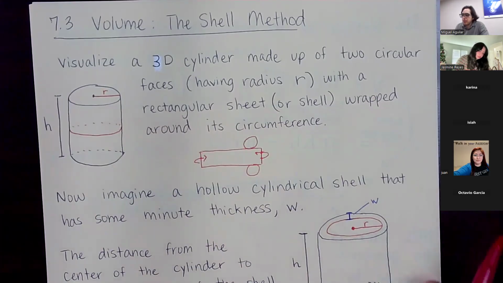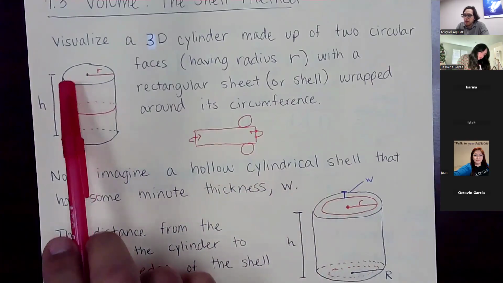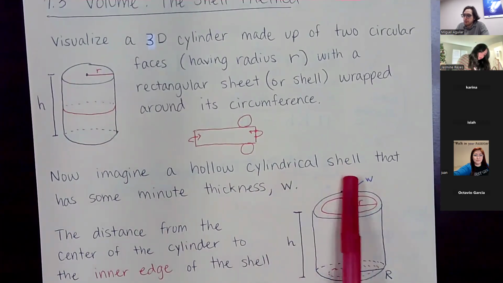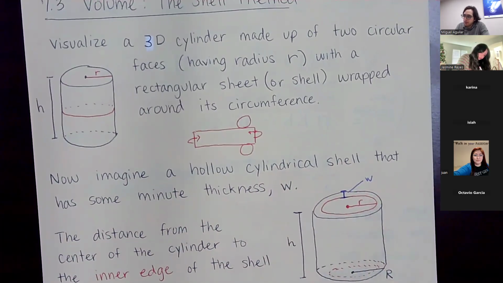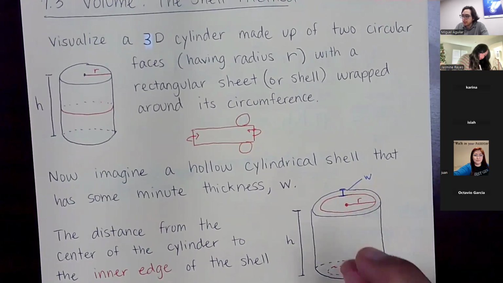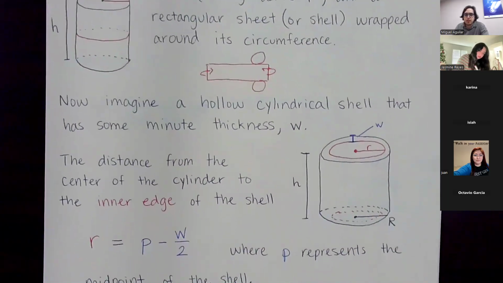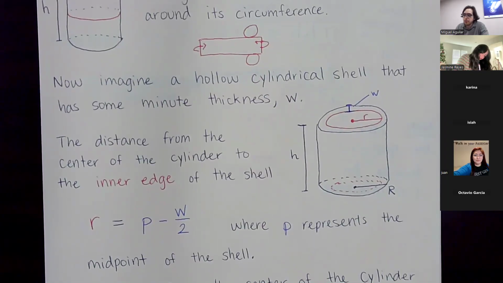Now if we imagine making a hollow cylinder, so instead of a solid volume, just hollowing out that cylindrical shell, we can say that the thickness of that shell has some sort of measurement. We can call it w. There's some thickness there, and now that changes the way we want to visualize what's going on with the shell and the hollow cylinder.